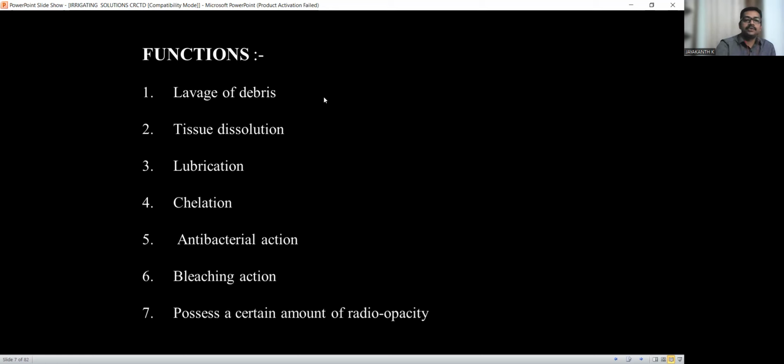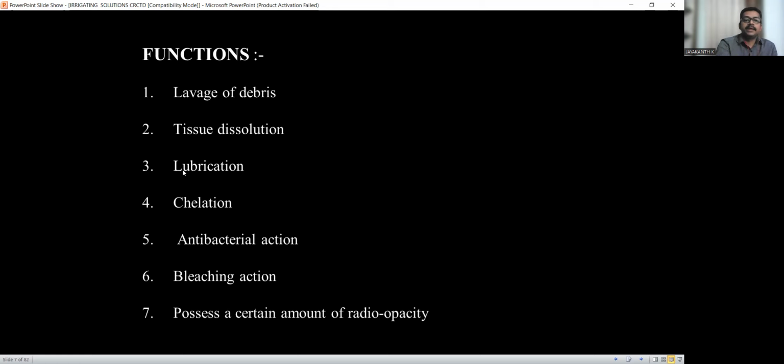The second one is tissue dissolution. Here again, the primary goal of root canal treatment, as you know, is to eradicate any infection and any infectious agents within the root canal system. So when you attempt a root canal treatment, you have to clear away all the debris, including the pulp tissue, which is present within the root canal system. So tissue dissolution is one of the main functions or requirements of any root canal irrigant that is used.